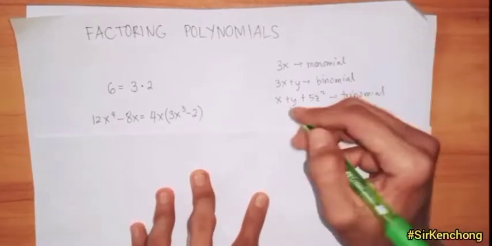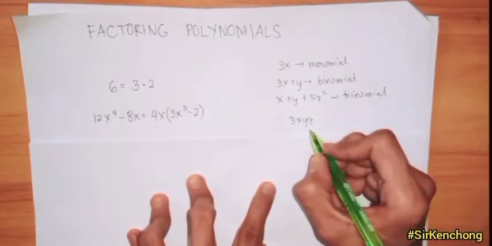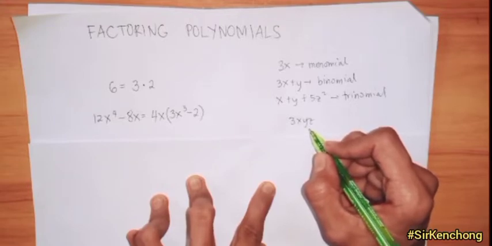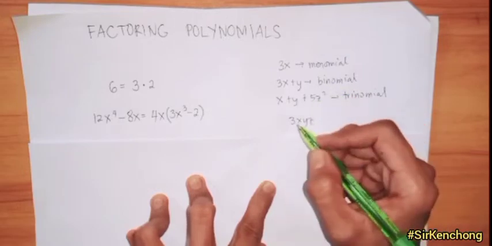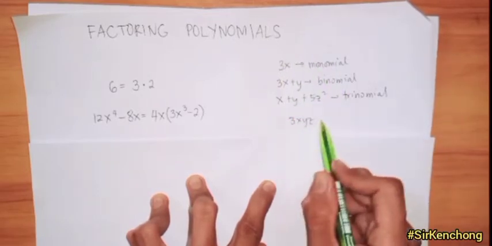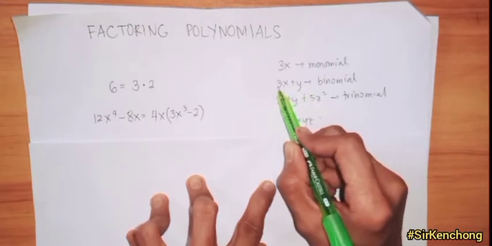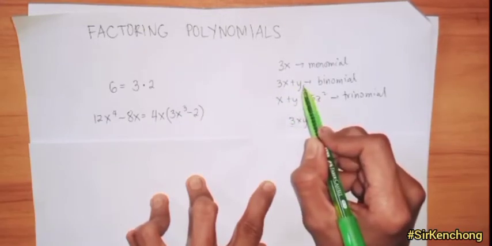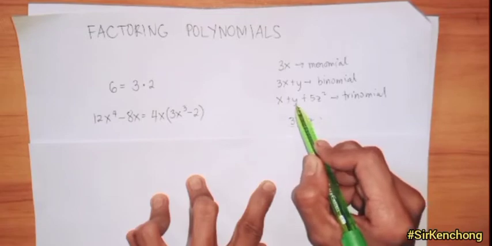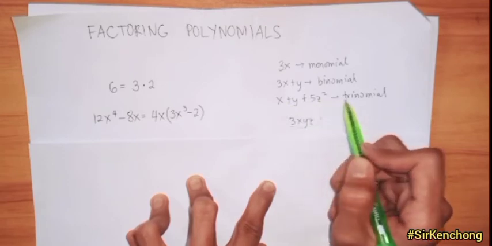Okay, so wag kayong maguluhan with this one. 3xyz. Wag niyong sabihin trinomial yan kasi yan ay isang monomial lamang. Okay? Para madaling ma-determine kung ilang terms ang meron sa isang polynomial, hanapin niyo yung plus at saka minus. So ito, walang plus at minus, monomial, mag-isa lang niya. Gaya rin ito, mag-isa lang niya, monomial lang yan. Ito, so merong plus, so hiniwalay nung plus yung dalawang terms, is 3x at saka yung y. So that's a binomial. Ito naman, merong dalawang plus, hiniwalay niya yung tatlong terms, x, y, at saka si 5z squared. So there are 3 terms in this polynomial, so we call it a trinomial.